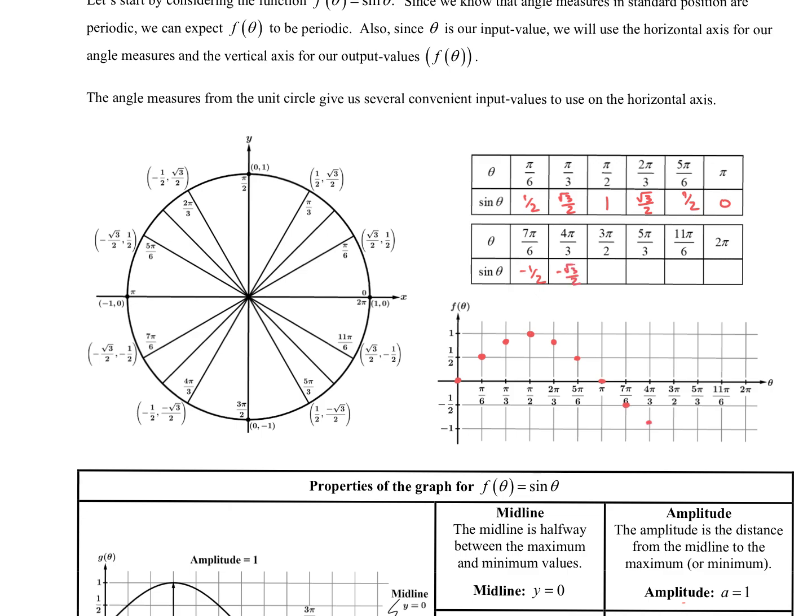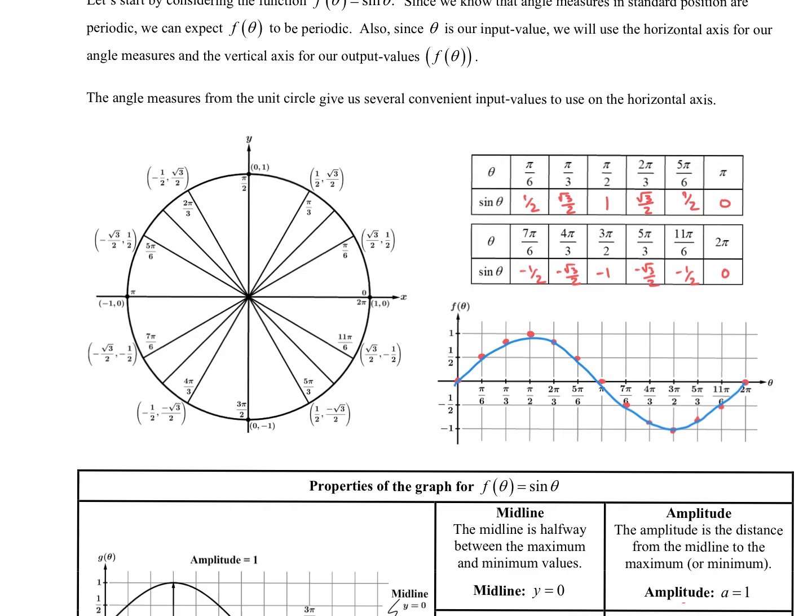And then what's the sine of 3 pi over 2? Negative 1. And then what's the sine of 5 pi over 3? I'm sorry, negative square root 3 over 2. And then what's the sine of 11 pi over 6? Negative 1/2. And then what's the sine of 2 pi? Back at 0. And so when we connect the little dots, we have our sinusoidal curve of sine, just like this.